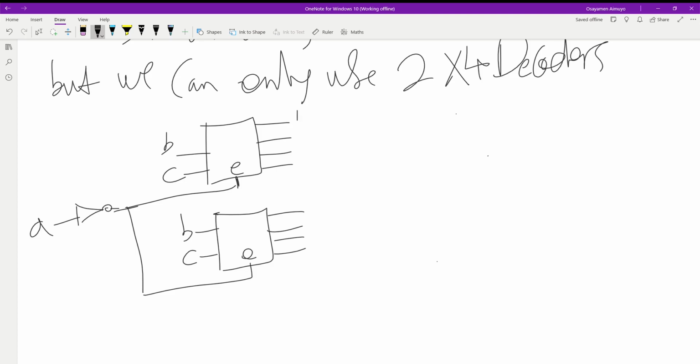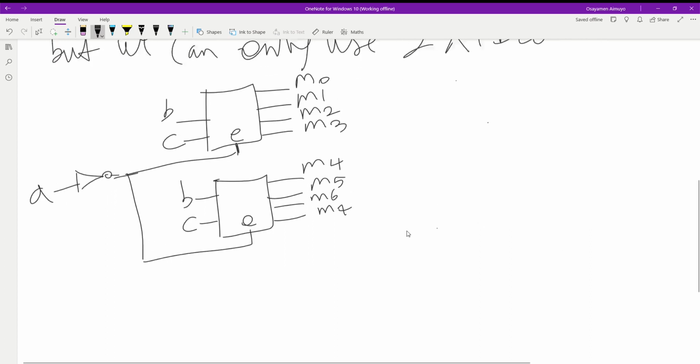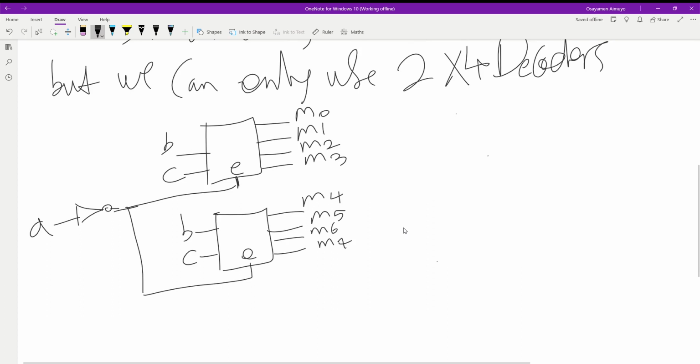So this first wire is M0, this is M1, M2, 3, 4, 5, and 7. Okay, so now all we have to do is basically just connect our outputs from the decoder to OR gates, right? So we're going to need 2 very big OR gates.